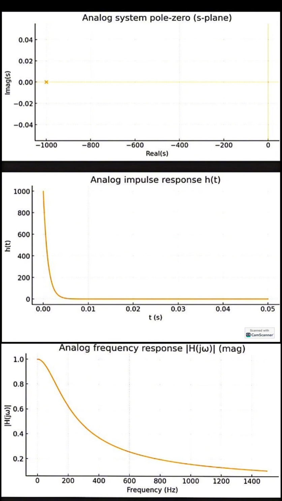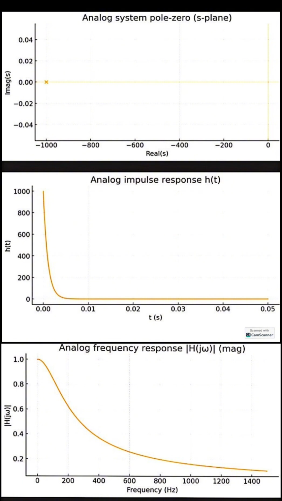And when you come to the second one, the impulse response h of t, it shows that it decays exponentially, confirming a stable system, and it matches expectations from pole locations, which means real poles give exponential decay.